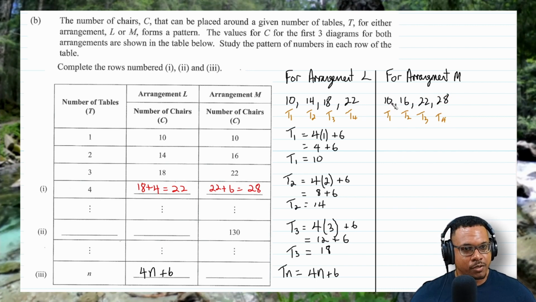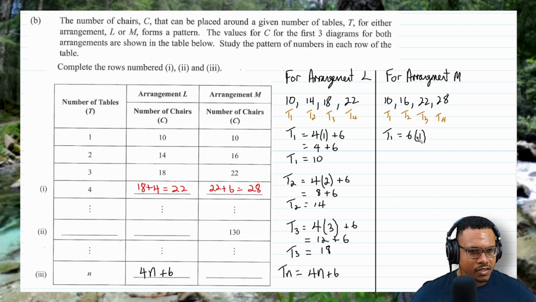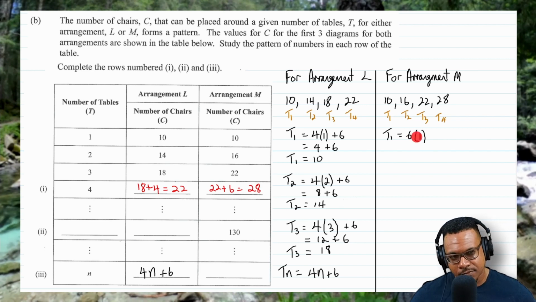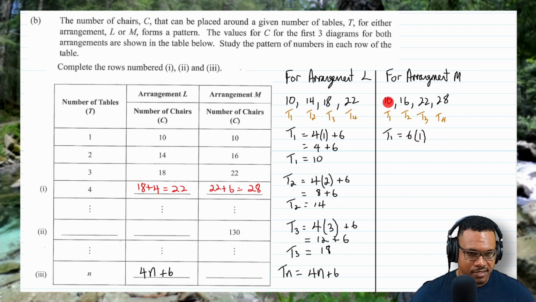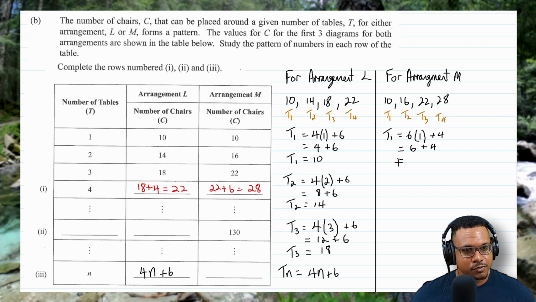Now here the pattern is we're going up by 6 all the time, right? 10 plus 6 is 16. 16 plus 6 is 22. 22 plus 6 is 28. So for my first term, I would say 6 times the number of tables, which is 1, which will give 6. And what must I do to 6? Whether we add something to it or take away something from it to get this 10. Right? So obviously 6 plus 4 is 10, so I'll have to add 4. So that'll be 6 plus 4, which will give you 10. So that's why my first term is 10.